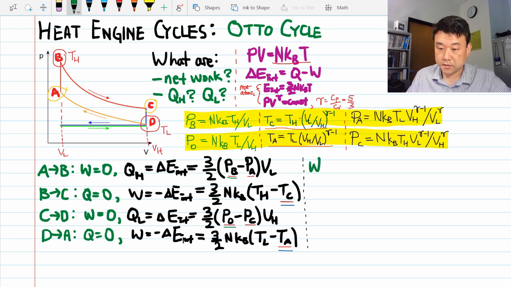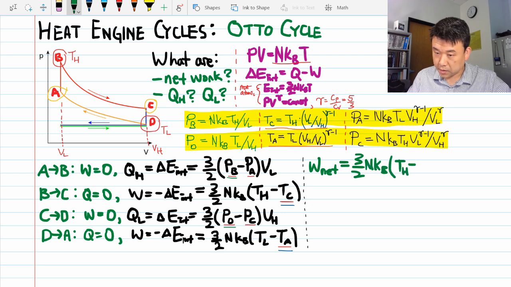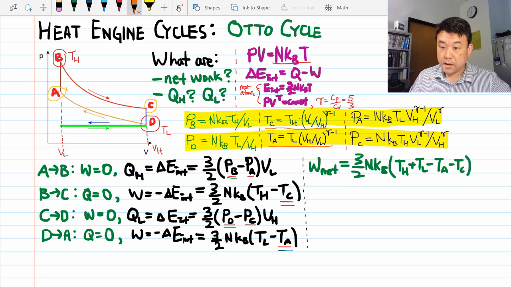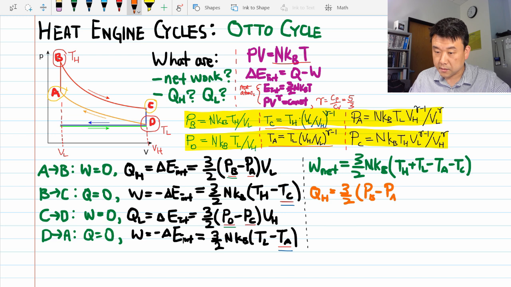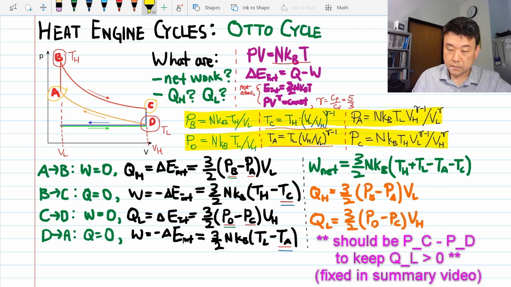The net work done is 3/2 NK times TH plus TL minus TA minus TC. And the heat inflow QH is 3/2 PB minus PA times VL. And the heat outflow is 3/2 PD minus PC. Alright, so we'll come back to this later when we are doing the summary video.